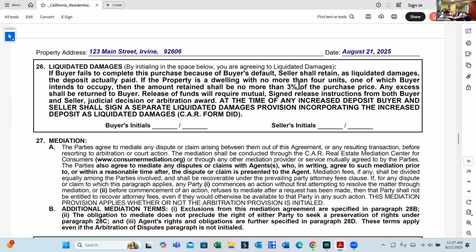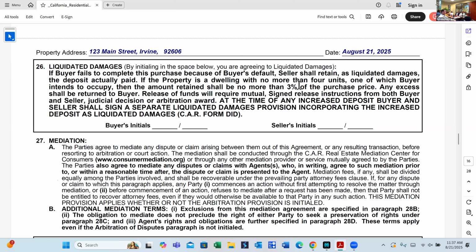Liquidated damages. I suggest that buyers and sellers initial this paragraph. In the event the buyer breaches the contract, the buyer is limiting their exposure to the initial deposit, not to exceed 3% of the purchase price. Let's assume there are 2 buyers and 2 sellers. If all parties do not initial this paragraph, you need to complete this by issuing a counteroffer. Otherwise, theoretically, the contract is not deemed to be complete.